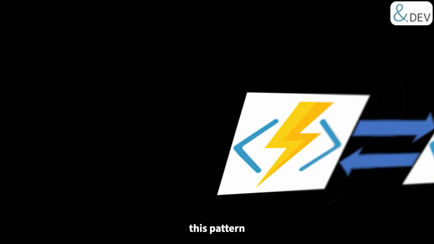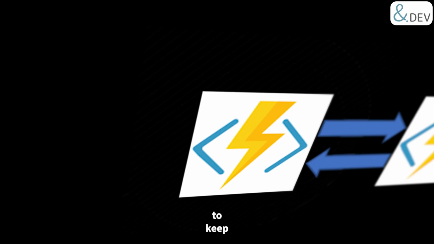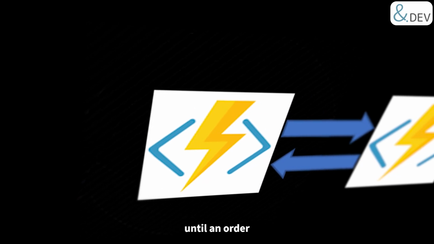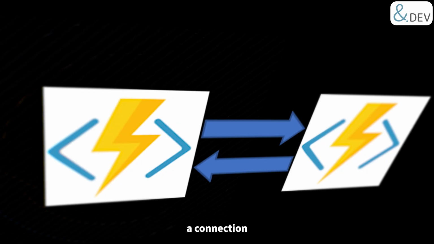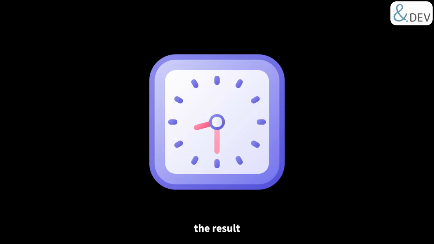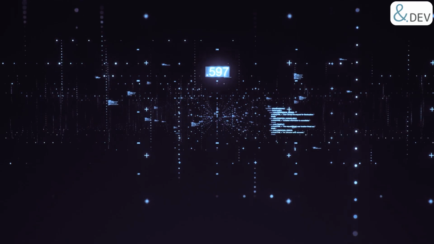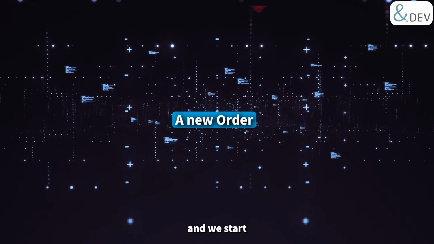Now, in the order processing example, this pattern comes in handy when we need to keep checking an external system until an order is confirmed. Instead of waiting around or keeping a connection open, we can just check in every few seconds until we get the result we need. Here's how it works. A new order is placed, and we start monitoring it.